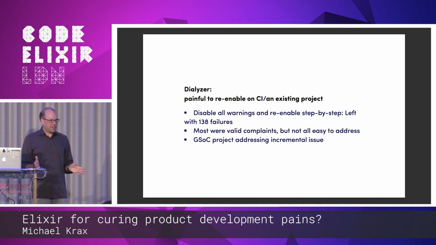Then we tried to re-enable it on CI, but it didn't really work out because we got all those warnings, and even re-enabling them step by step and fixing them, re-enabling the test cases for that, left us with 138 failures in the end. Most of them were real problems, but not easy to fix. So we decided to stop that project at that point in time. I learned that there's a Google Summer of Code project working on incremental updates, a way to do this incrementally. So I'm looking forward to trying this out at some point.